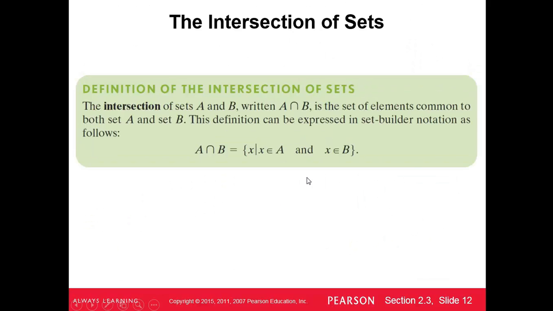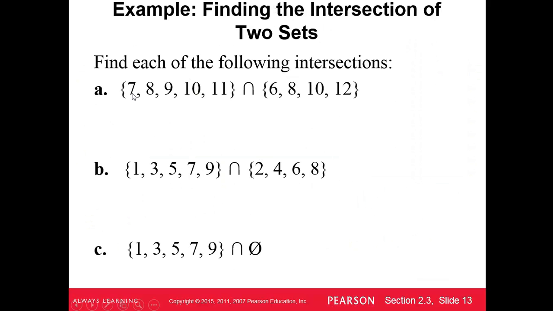The intersection, which is written as A upside down U B, is a set of elements common to both A and B. So for example, if we're looking at 7, 8, 9, 10, 11, and 6, 8, 10, 12, we would say, well, the only thing that they have in common is 8 and 10. 1, 3, 5, 7, 9, and 2, 4, 6, 8, well, they don't have anything in common. So their intersection is the empty set. What if you had the empty set and you're looking for where that overlaps with 1, 3, 5, 7, 9? Again, nothing. They have nothing in common.